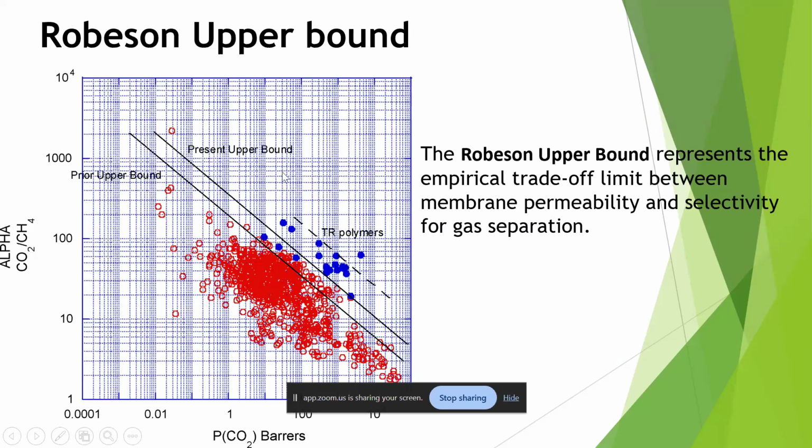So this graph actually compiled all the data of all the different gas separation experiments which were conducted using different polymers, and some bounds were drawn, and people are trying to cross this bound and saying that our permeability and selectivity both are very high.